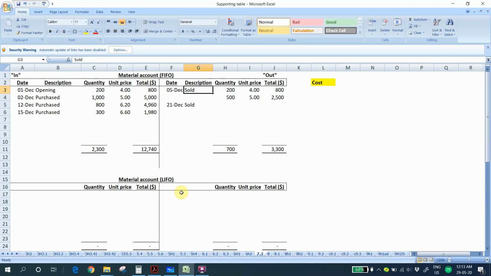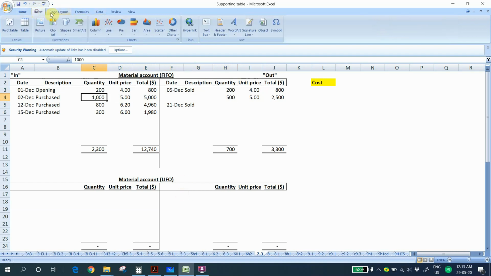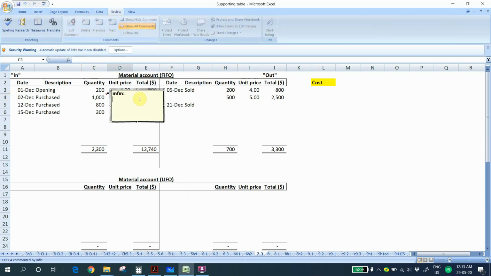So from here we know that the first batch is fully utilized. The second batch we have issued 500. So what is the remaining balance for this second batch? We use 1000 minus 500. It means that in this batch, we can put a remark like this. In this batch, we still have a remaining 500.